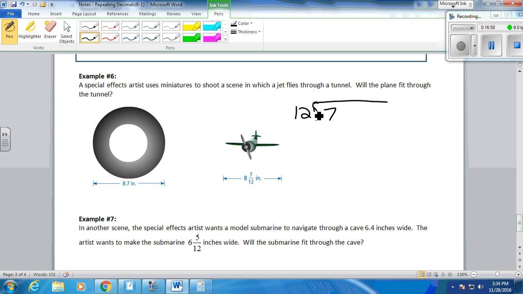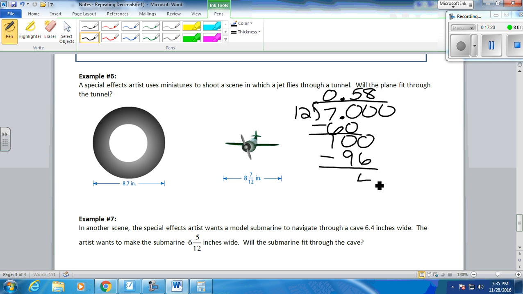Okay, 12 doesn't go into 7. That's going to give me 0, and I'm just going to add a couple zeros. 12 goes into 70 5 times. 12 times 5 gives me 60. 70 minus 60 will give me 10. Bring the other 0 down. 12 goes into 100 8 times. Let's just use the magic of television. I have this done. 12 times 8 is 96, which will now give me 4.